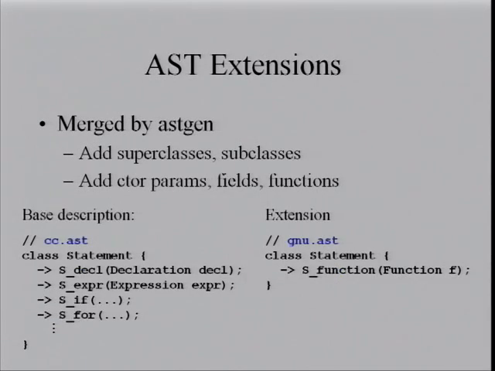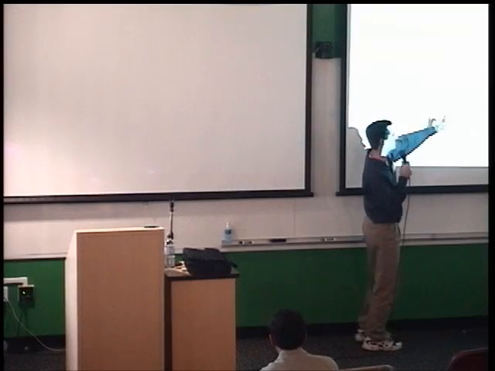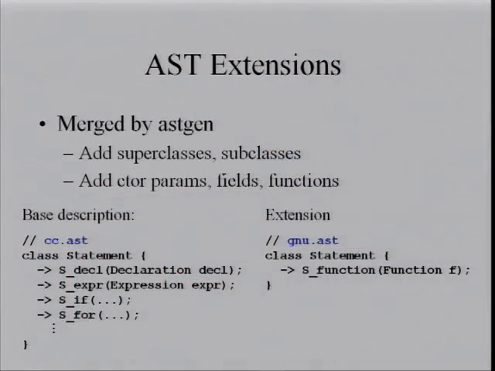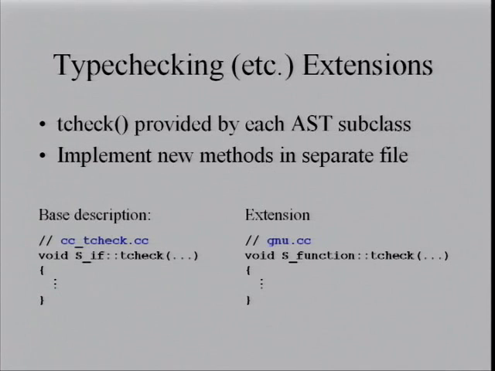The abstract syntax is extended in basically the same way. The tool that reads this knows how to combine these. So here I've got the GNU statement function, a function nested inside of another function, just as another possible piece of abstract syntax, another alternative for a statement. And then finally, when you want to actually type check these, you just write tcheck functions for them. Tcheck itself was declared as a virtual function on the abstract syntax node, and so you provide a definition for tcheck for the new nodes, and then the usual C++ virtual dispatch will make sure that everything gets called the way it's supposed to.